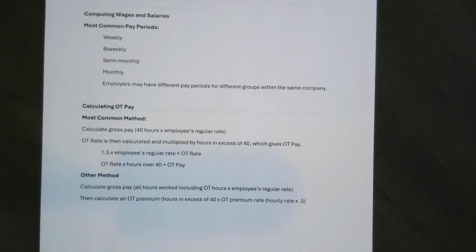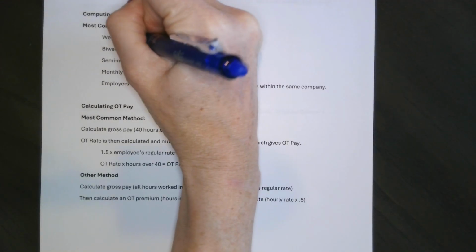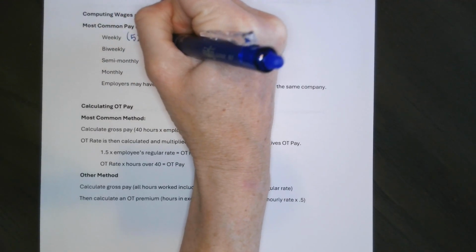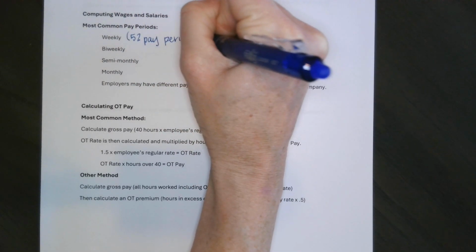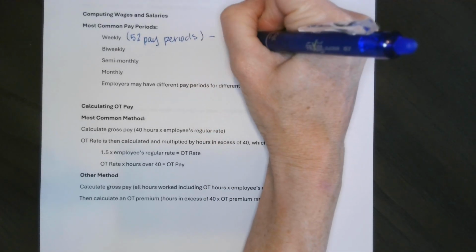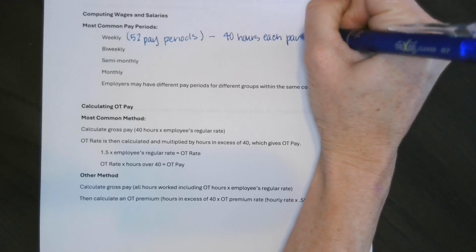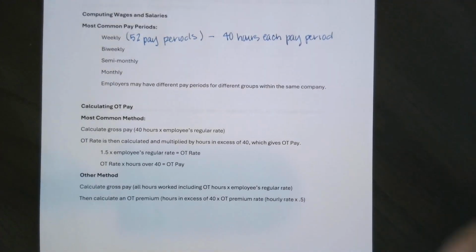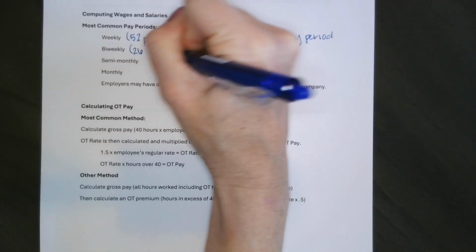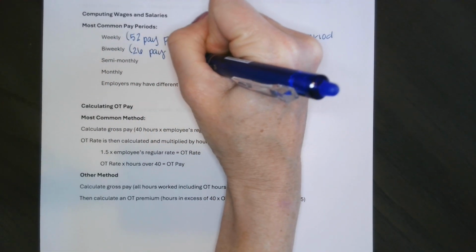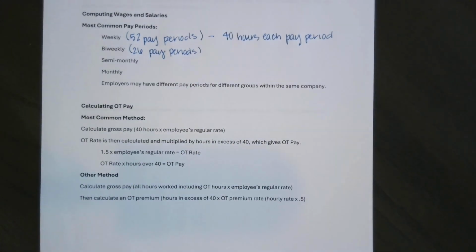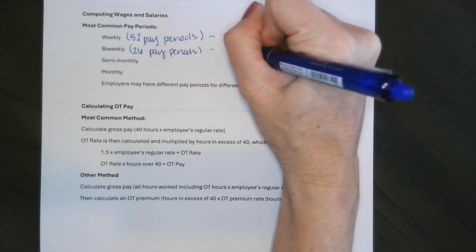For computing wages and salaries, the most common pay periods are as follows. First up is weekly. This is going to be 52 pay periods per year. 40 hours each pay period. Bi-weekly is going to be 26 pay periods per year. And it's going to have 80 hours each pay period.